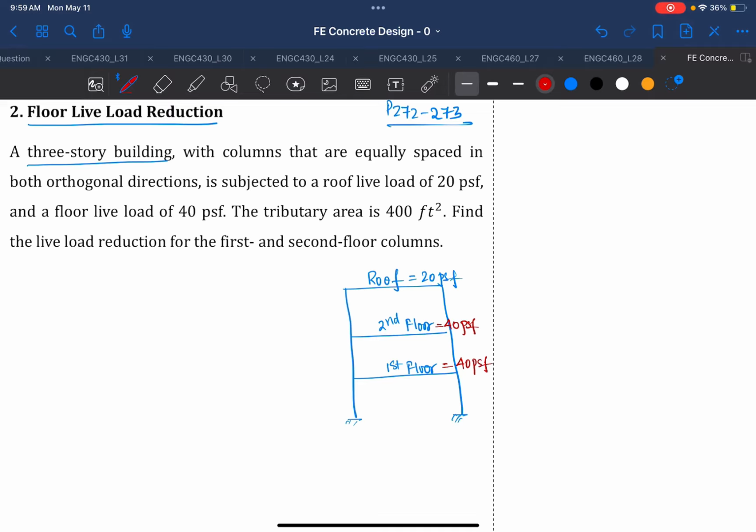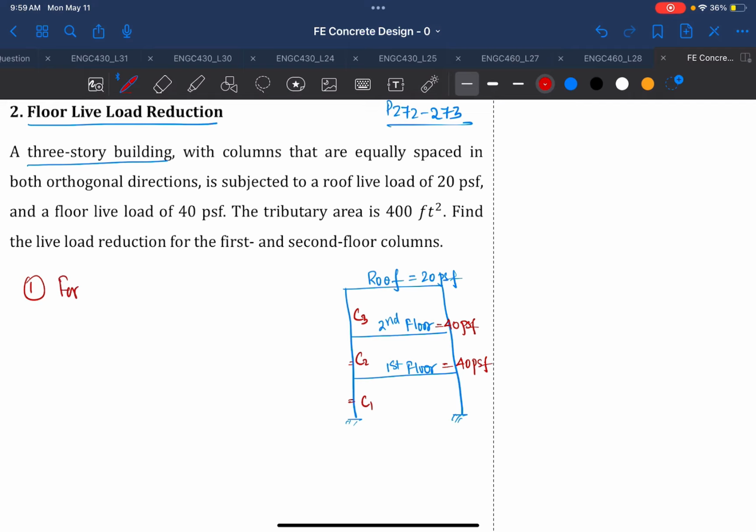Now it says to find the live load reduction for the first and second floor columns. So this will be your first column, this will be your second column, and this will be your third column. The third column is only supporting the roof floor, and there's no live load reduction for the roof floor. Your second column, C2, will support the second floor and the roof floor. And then your first column, C1, will support the first floor, the second floor, and the roof floor. Okay, so let's see how we use live load reduction to calculate for each floor in your column.